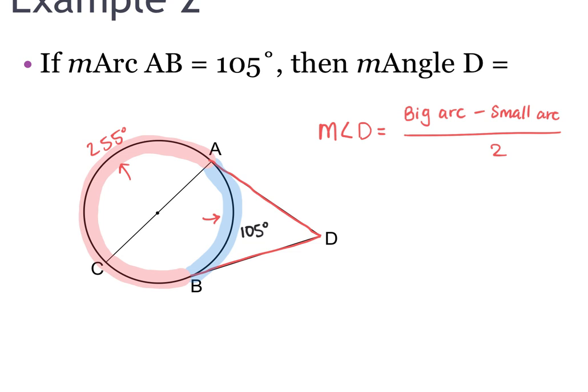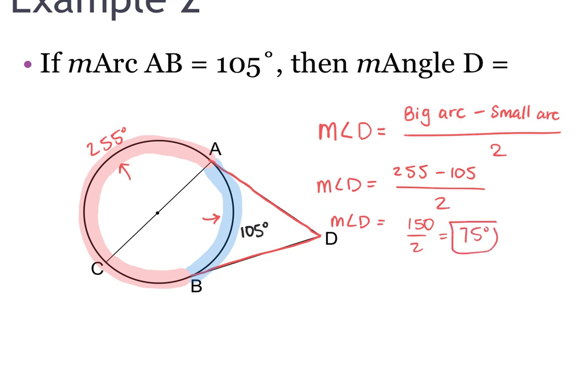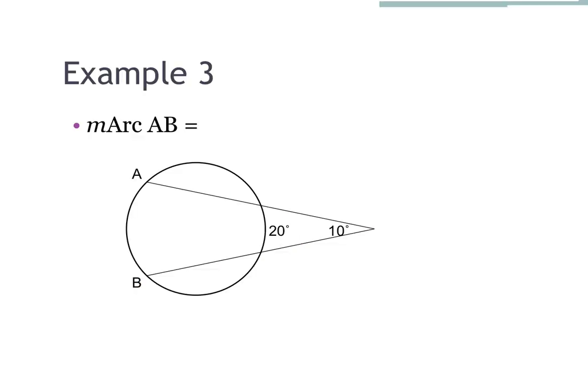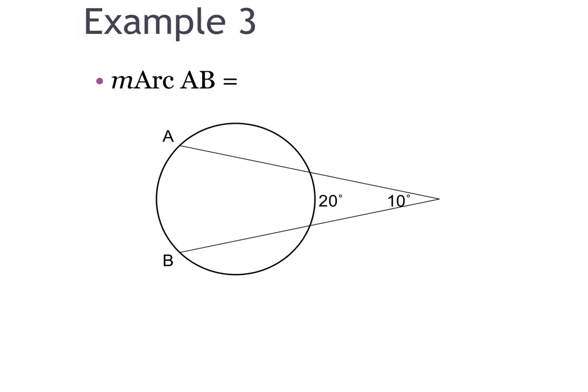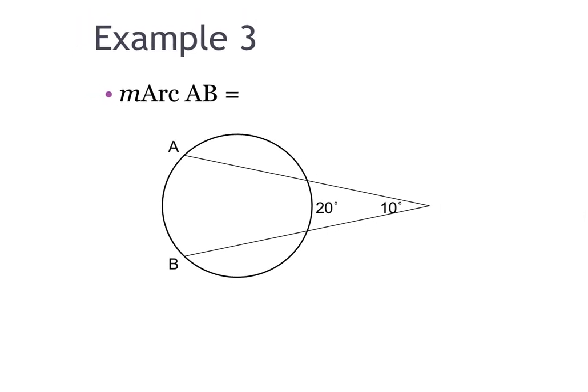So we've got 255, we've got 105. So all we do is we take the difference of them. The measure of angle D equals 255, which is the large arc, minus 105, which is the small one, divided by 2. We're going to get the measure of angle D equals 150 divided by 2, which is 75 degrees. Done.